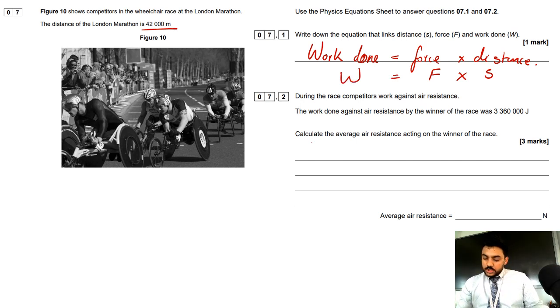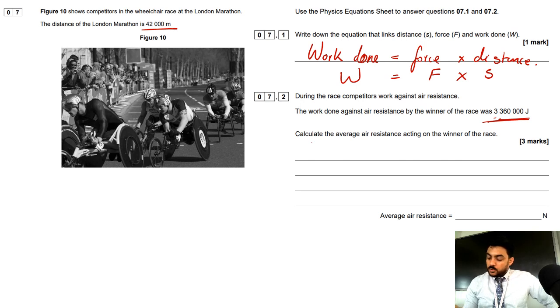So, during the race, competitors work against air resistance, obviously. The work done against air resistance by the winner of the race was 3,360,000 joules. Oh, that's a lot of joules. Calculate the average air resistance acting on the winner of the race. So we know what the work done is. We know we want to find out the force of air resistance.